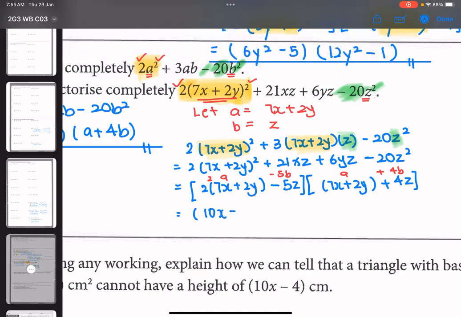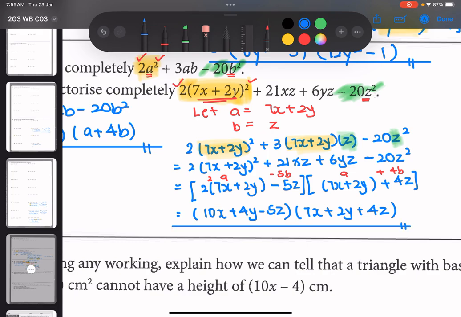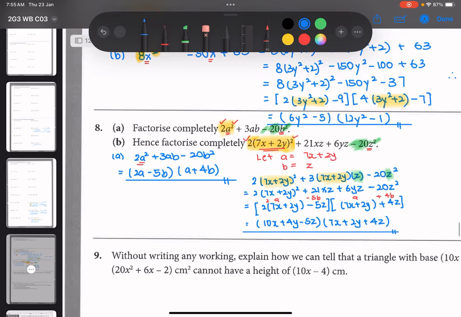10x, 4y, 5z. This one, 7x, 2y, for Z. Double confirm, there are no common factors. Then you underline. So these are the comparing questions. Very important. Okay, very important.